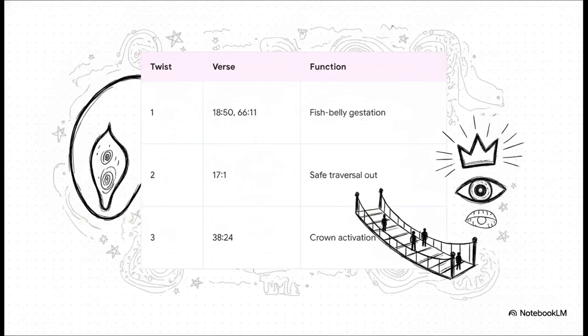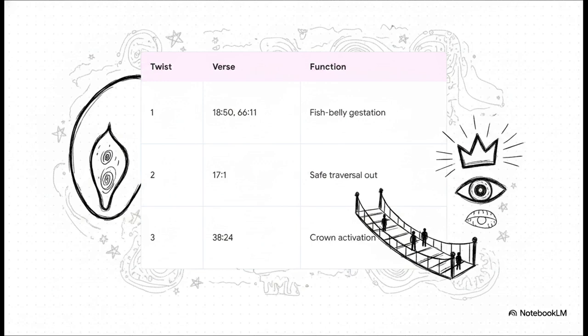Here, Iblis creates deviation, but the Nafs enters a panic room. Specifically, the wife of Pharaoh builds a refuge right inside tyranny. It's a protected fish-belly gestation node. Then we hit Twist 2 at coordinate 17:1. This is the Isra, or Mirage, the journey out where the slave returns, making the absolutely vital D10 to I9 crossing. Finally, Twist 3 hits at 38:24, where David judges between the two litigants.